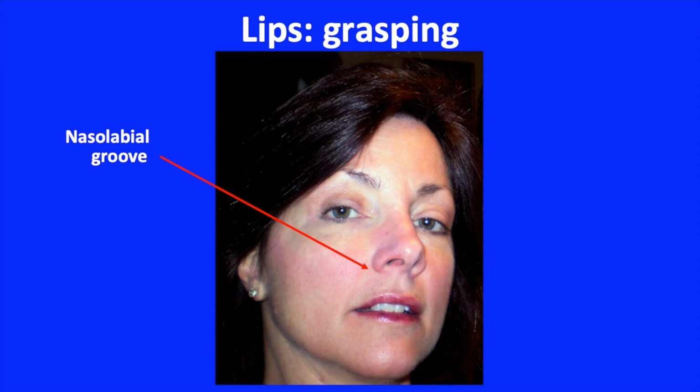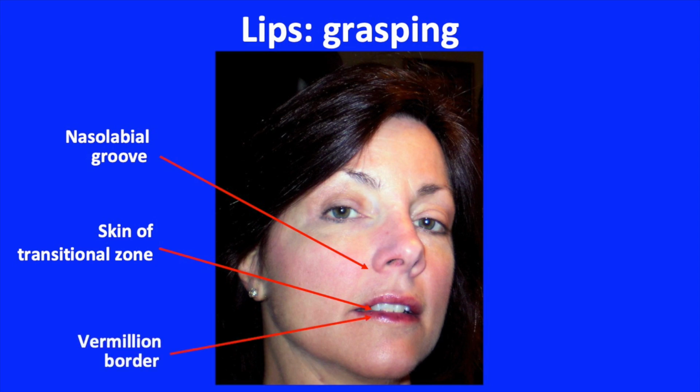But what is the area that most people call the lips? It is actually the skin of the transitional zone. The skin is so thin here and so rich in blood supply that its coloration is due to the underlying vascular supply deep to this area. The boundary between the pale skin and the skin of the transitional zone is known as the vermilion border.